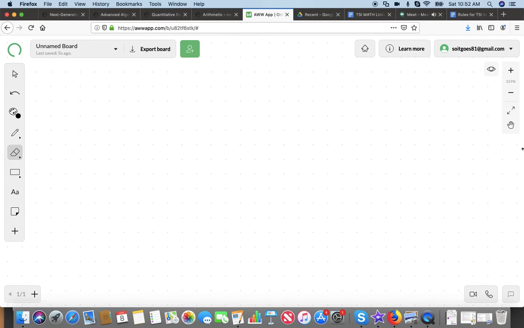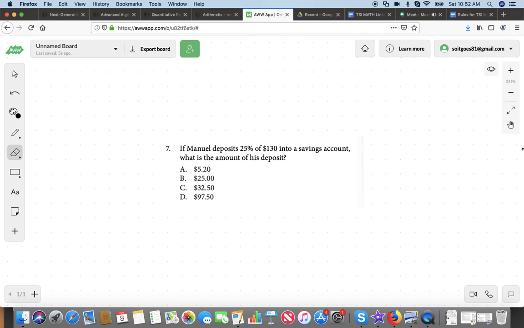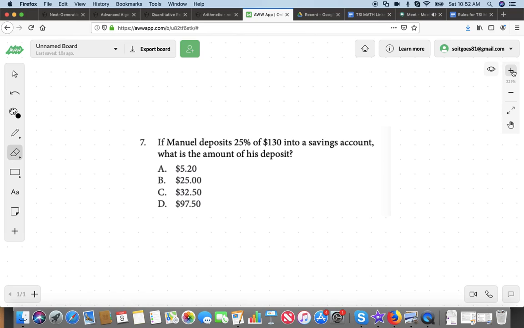Go to your question number 7, please. Okay, if Manuel deposits 25% of $130 into a savings account, what is the amount of his deposit? Jackson, let's approach this one logically, man. Okay. Let's approach it logically. If you're going to estimate what 25% of 130 is, don't even worry about calculations or anything like that. What would 25% of 130 be? What do you think? 32.50. Probably something like that.